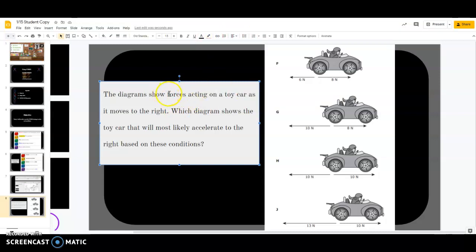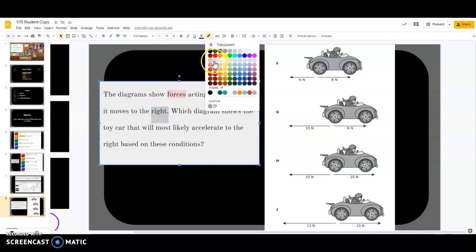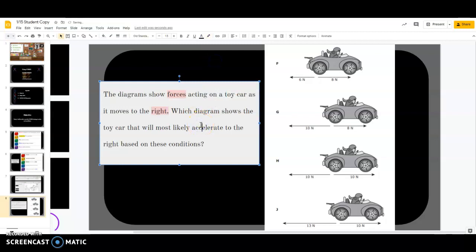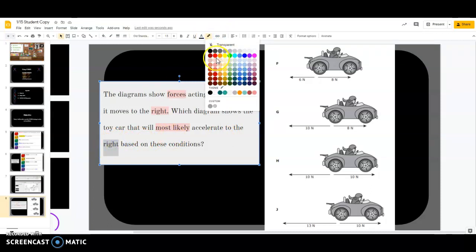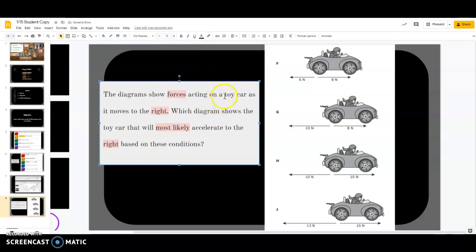All right, so we have forces. These forces are acting on a toy car. All right, I see the toy car in my picture. And then it says it moves to the right. Right is a direction. That's important, so I'm going to highlight it. Which diagram shows that the car will most likely, so I'm going to highlight most likely because that means it's not 100% going to, but it probably will. And I want to know if it'll accelerate to the right. All right. And I'm talking about my toy car, so I need to make sure I have toy car highlighted.